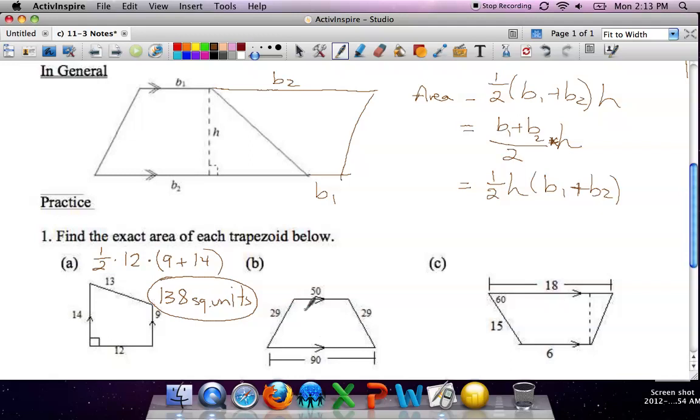Now for B, you have to cut this up in such a way that you can look at this trapezoid as a rectangle and also 2 triangles. If this is 50, this is 50, this leftover is 40, so each of these must be 20. And you have enough information to find the height of the trapezoid, and you can use the area formula to find the area. So finish letter B at home.